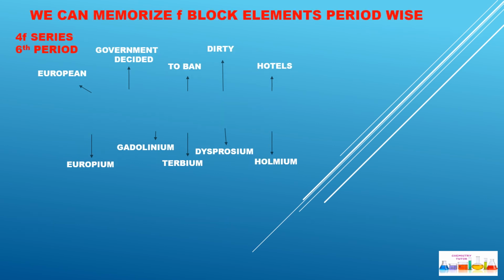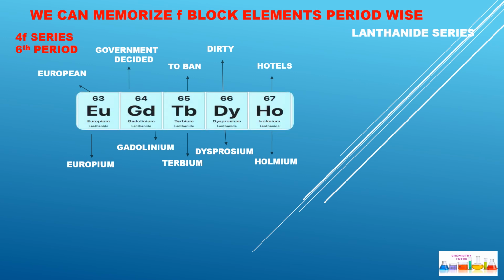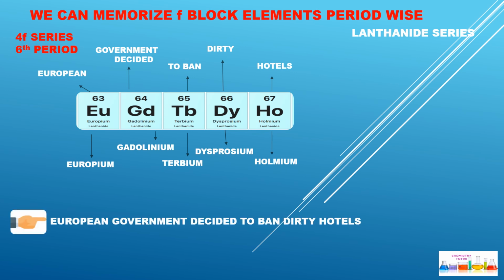Let's move to the second part, which is: European government decided to ban dirty hotels. European government decided, gadolinium; to ban, terbium; dirty, dysprosium; hotels, holmium. So the sentence is: European government decided to ban dirty hotels.